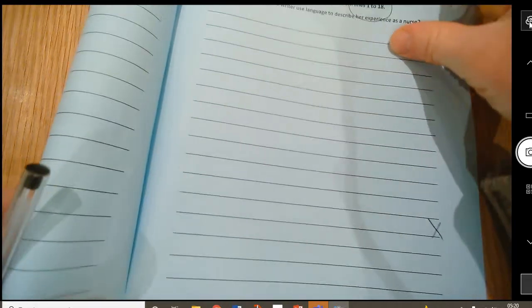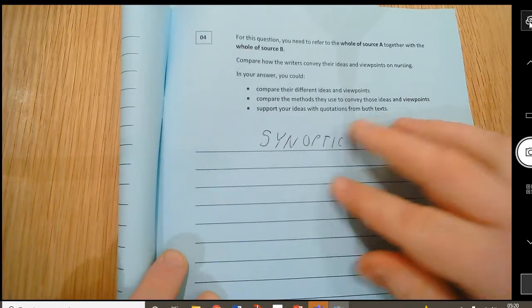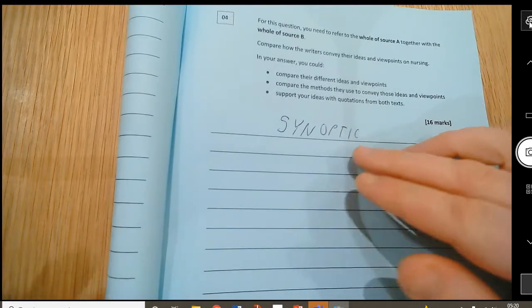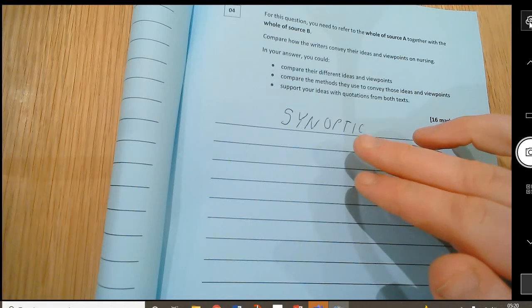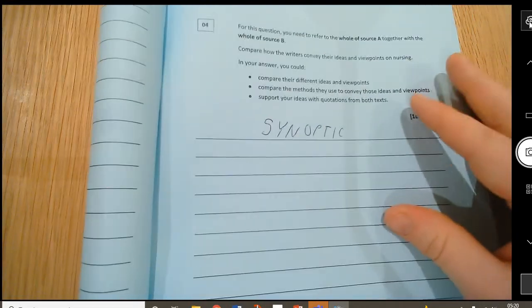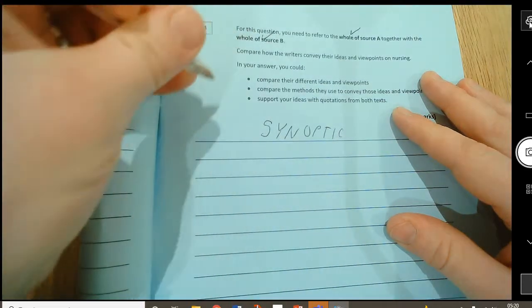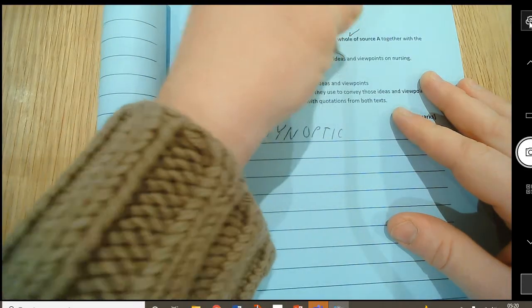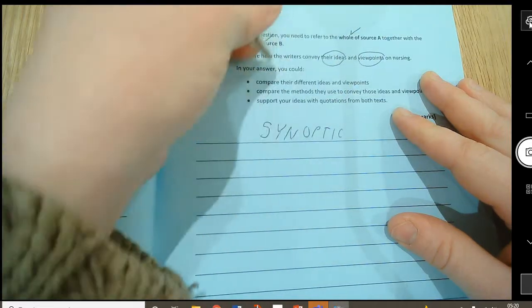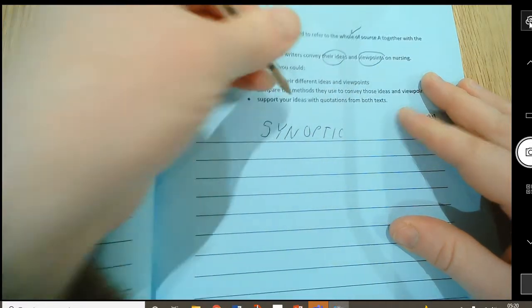And lastly, what I'm going to ask you to look at is question 4. And I've just put a key word about question 4 at the top of my answer page, and that's synoptic. So question 4 asks you to really work on all the skills of the paper. And that's why you need to look at the whole of source A and the whole of source B. And here you're thinking about ideas and viewpoints, perspectives, attitudes.